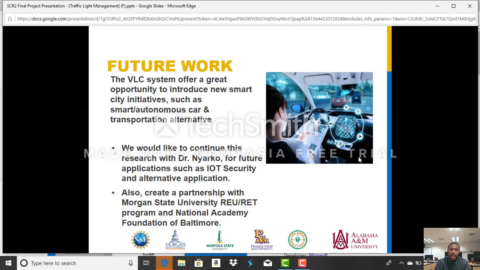Going forward, Mr. Dennis and I would like to continue working with Dr. Nyarko on this research in regards to future applications such as IoT security and alternate applications.